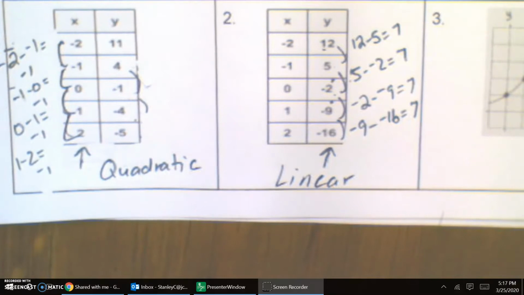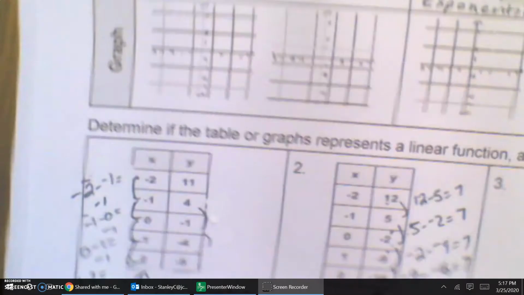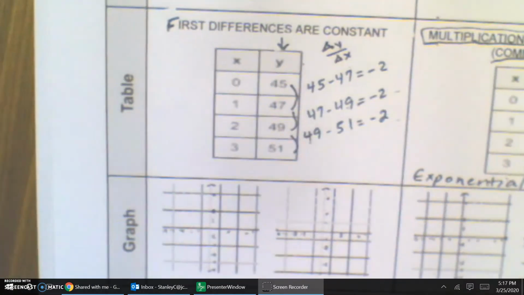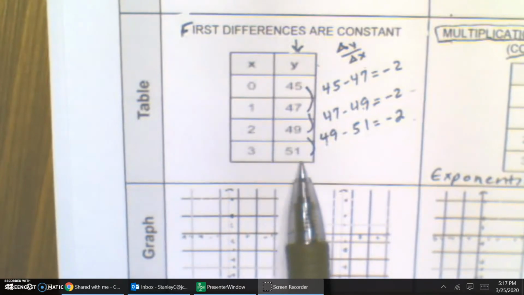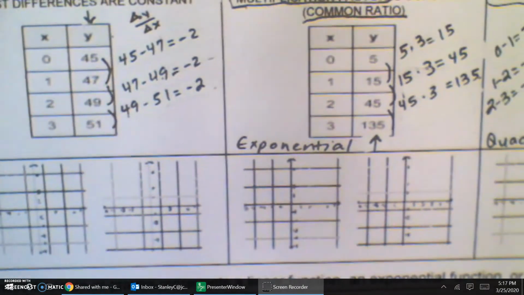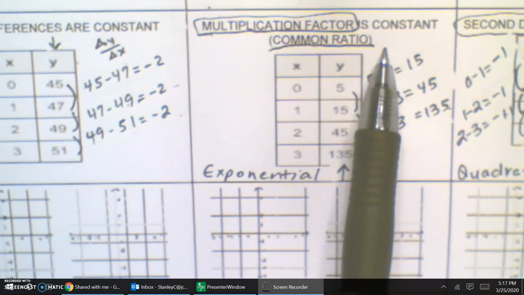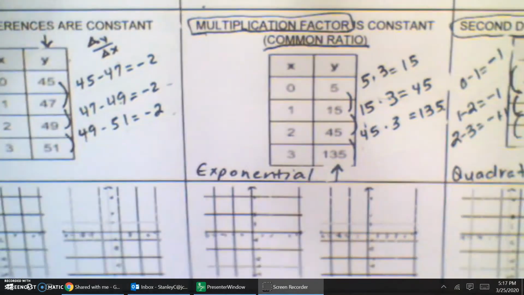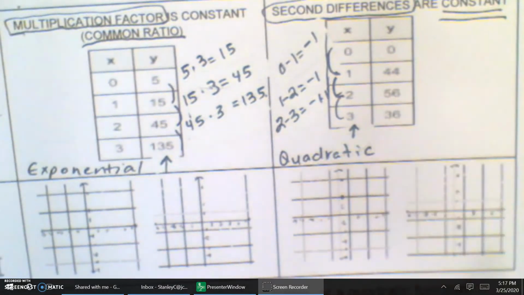So in order to determine, using a table, if you have linear, exponential, or quadratic: for linear, your first differences are constant. Exponential, the multiplication factor, or that common ratio, is constant. And to be quadratic, your second differences are constant.